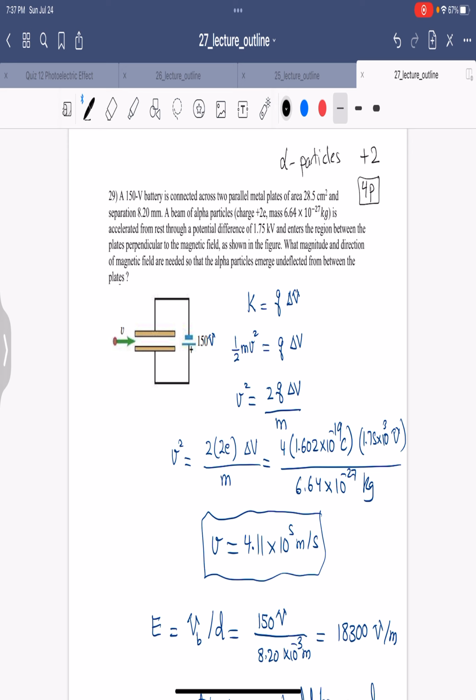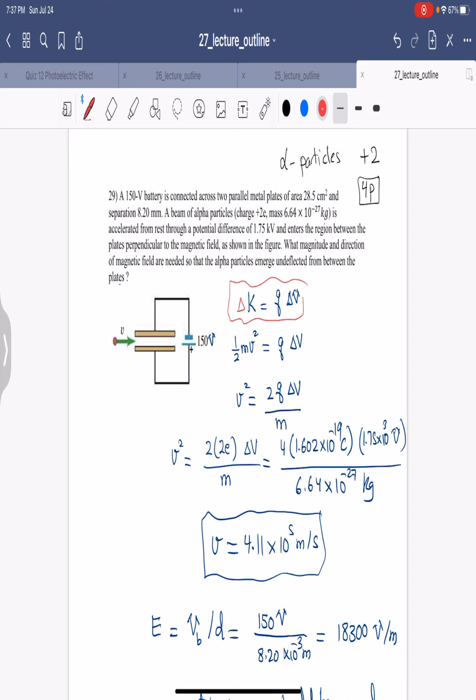And from that, we will be able to calculate the velocity of the alpha particles when they enter. Now, of course, these parallel plates create an electric field, which is the potential difference divided by d. And from that, we can get E. And we know that the magnetic force should be equal to the electric force in magnitude and opposite in direction.